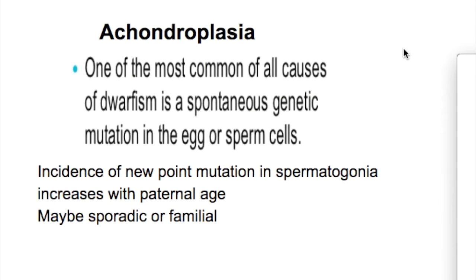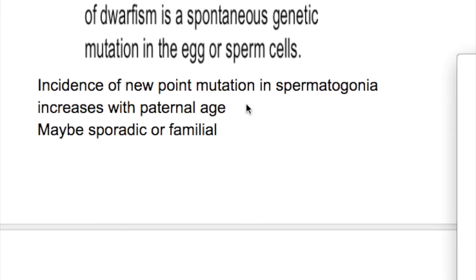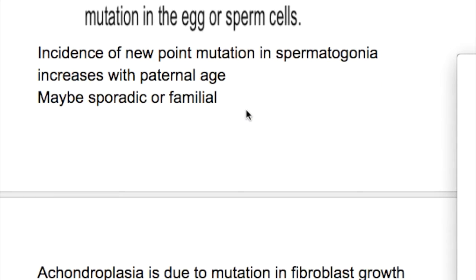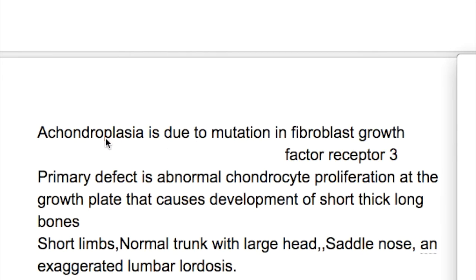Amongst the genetic causes, achondroplasia is a spontaneous genetic mutation in the egg or sperm. The incidence of new point mutation in spermatogonia increases with paternal age. The condition may be sporadic or familial. So what's the cause of achondroplasia? It's due to a mutation in fibroblast growth factor receptor 3.